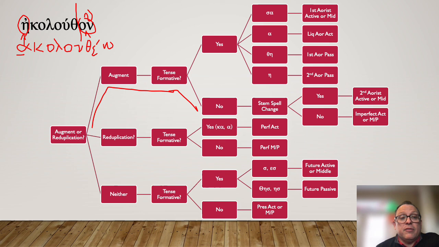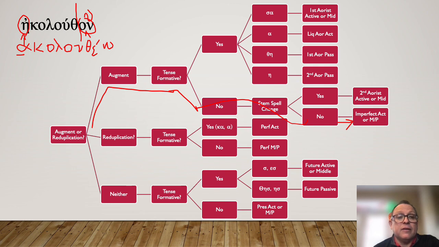And so from there, we ask ourselves, does this have a spelling change in the stem? Now, that spelling change in the stem is something beyond what happens if there's an addition of an augment. So there's a spelling change here for sure, but it's only as a result of the augment. So there's not really a spelling change. So you've got alpha, kappa, omicron, lambda, omicron, upsilon, theta. All of that's the same. So there's not a spelling change in the stem. So we go here from no to spelling change in the stem. The answer to that is no, which brings us over here, which gets us to imperfect active or middle passive.